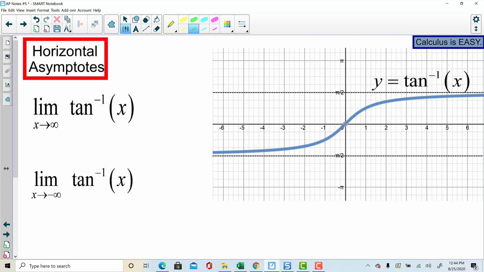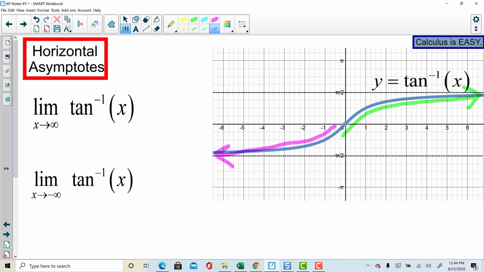This is one example. The limit as x goes to infinity for tangent inverse is going to be equal to pi over 2. So as x goes really, really far to the right, it's approaching y equals pi over 2. Now the limit as x goes to negative infinity for this function is actually approaching a different asymptote, negative pi over 2.